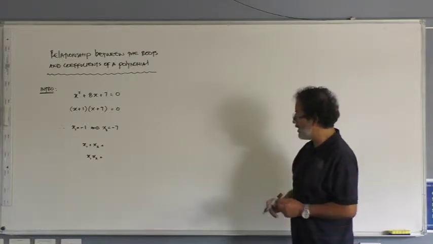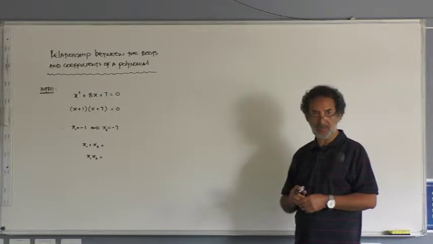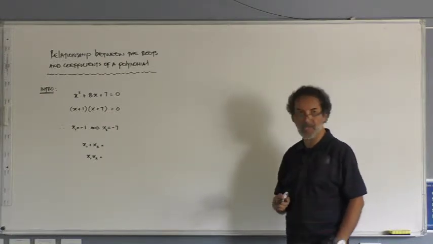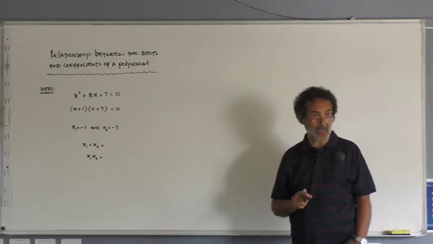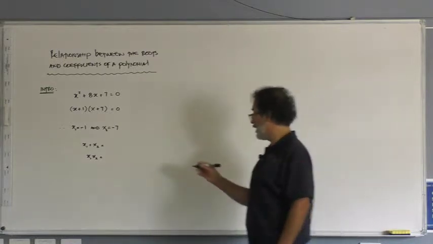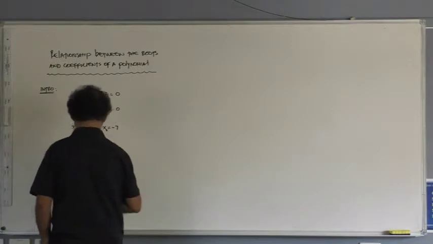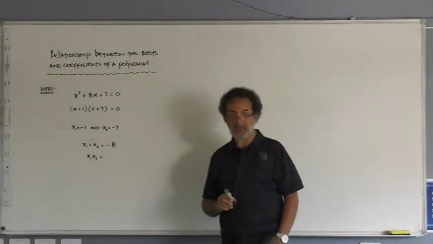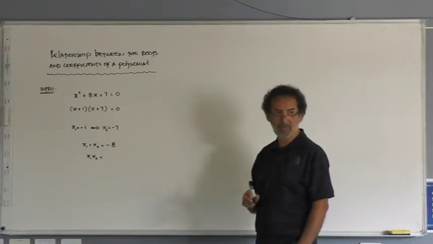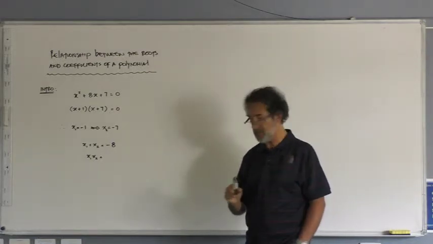When you add the solutions, you're adding -1 and -7, so the answer is going to be -8. Can you see that? All right, -8. And when you multiply them, the answer is going to be +7.